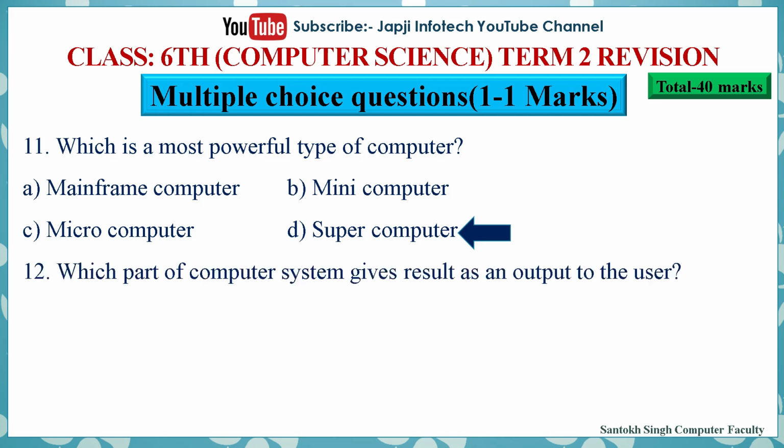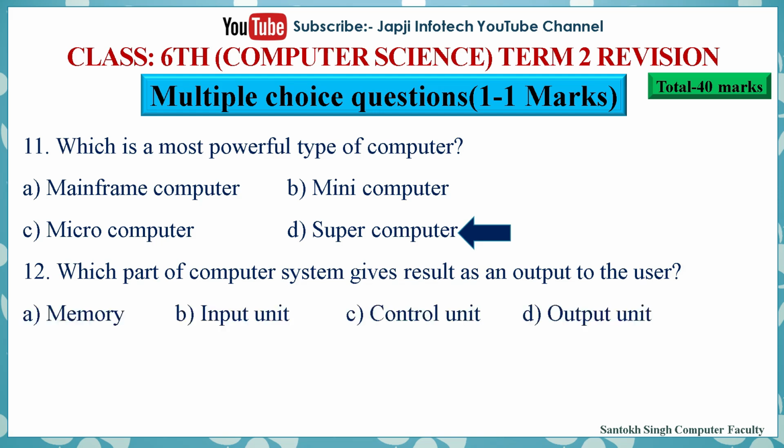And 12th one is: which part of computer system gives result as an output to the user? And the options are memory, input unit, control unit, and last one is output unit. And the right answer is: output unit is the part of computer system that gives result as an output to the user.